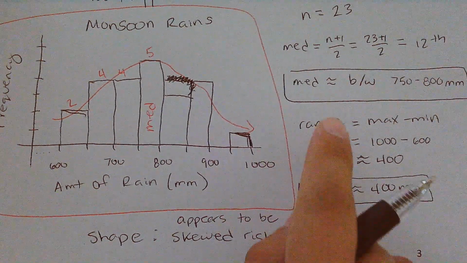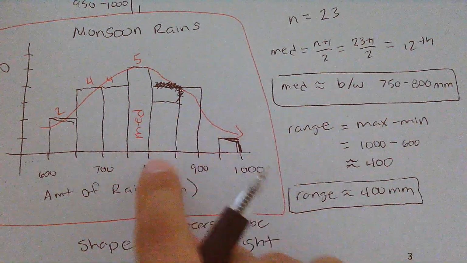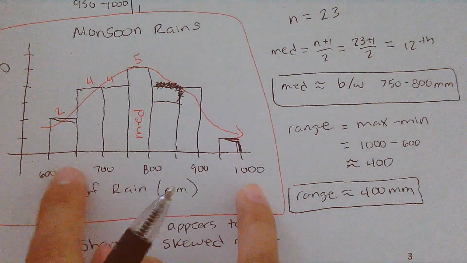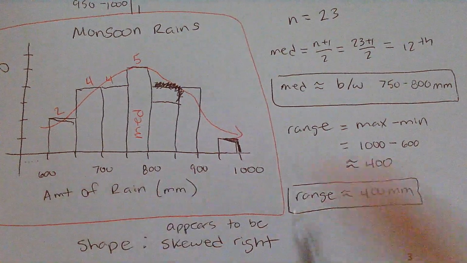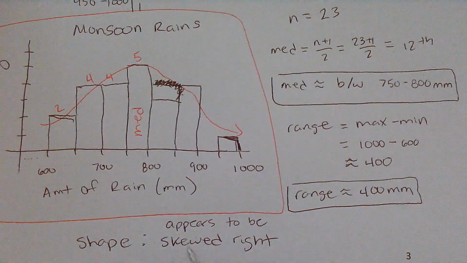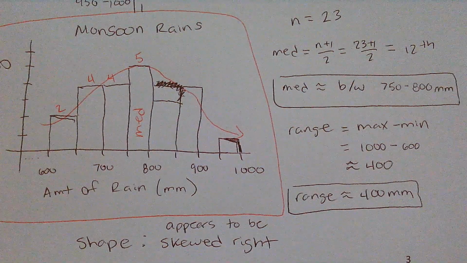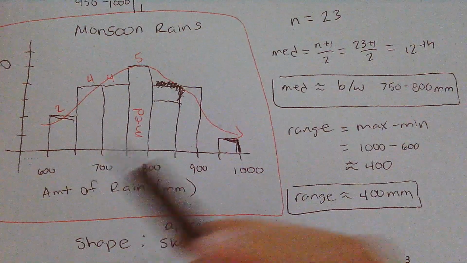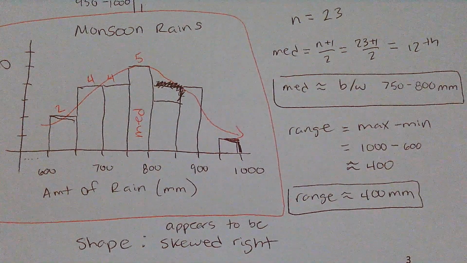So again, we found the median by adding up the frequencies. We still used our formula and found the position or the interval of where we think the median would be. We found the range because we know it can't be any more than 1,000 and no less than 600. So you can say the range is approximately 400 or no more than 400. And then the shape, because we still need a wiggle word, we said appears to be skewed right. Because this could actually be skewed left, depending on what interval you use. But based on our display, it appears to be skewed right. So that's just a little bit on how we work with histograms.